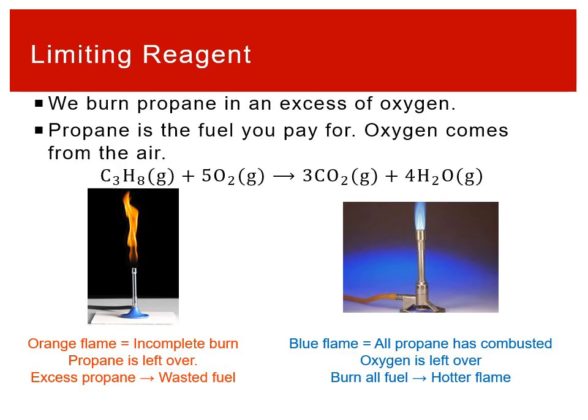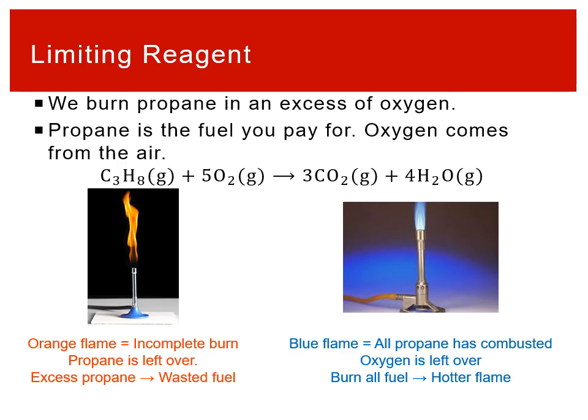So if you set up a Bunsen burner and run some flames, if you get an orange flame, that means you have an incomplete burn. That orange flame is indicative of the fact that propane is left over. Incomplete burn means you put in fuel and it did not fully undergo this reaction. You have propane molecules that still exist.